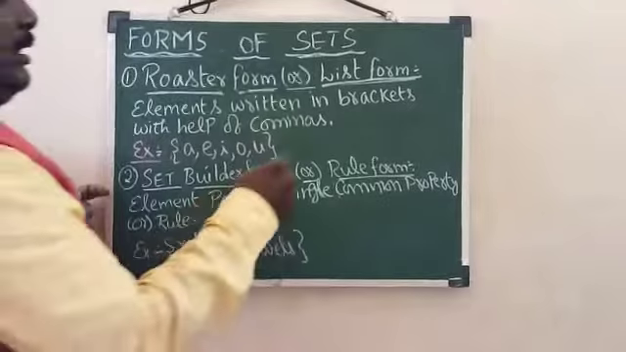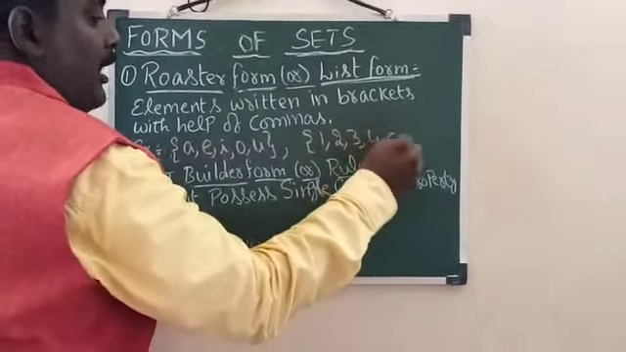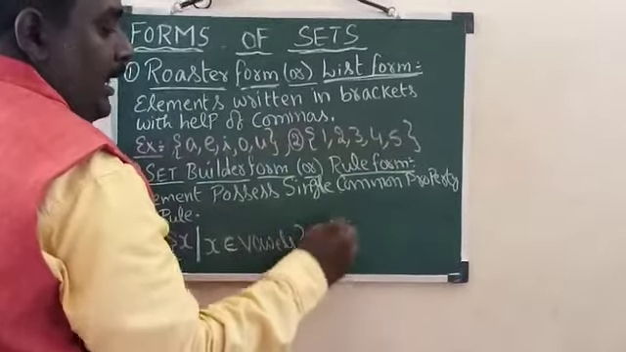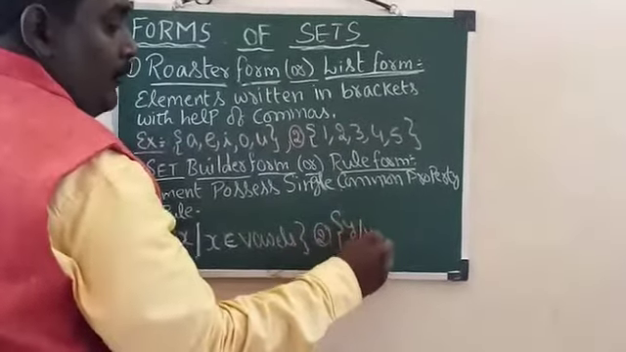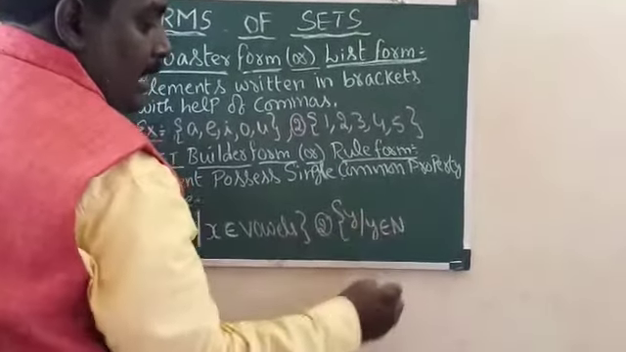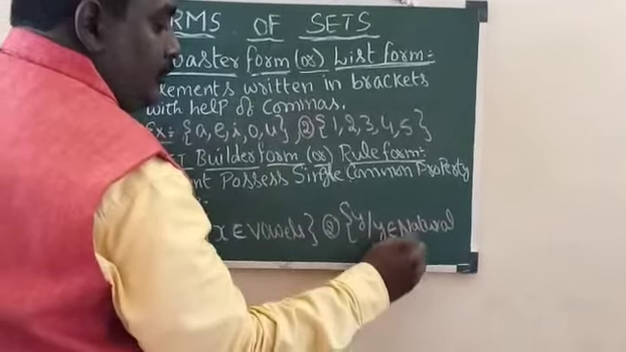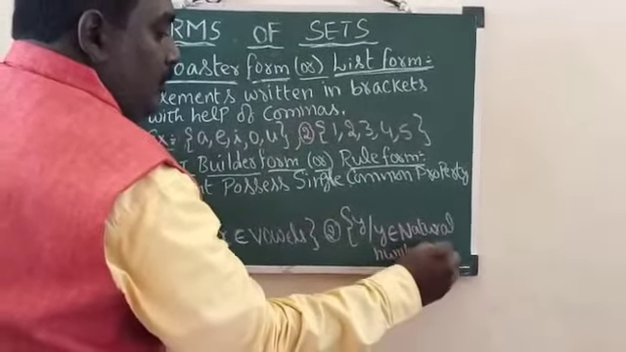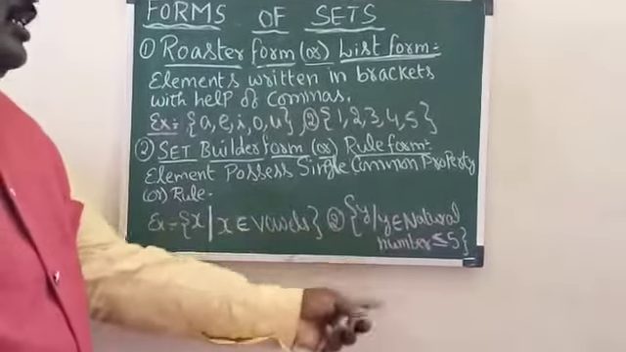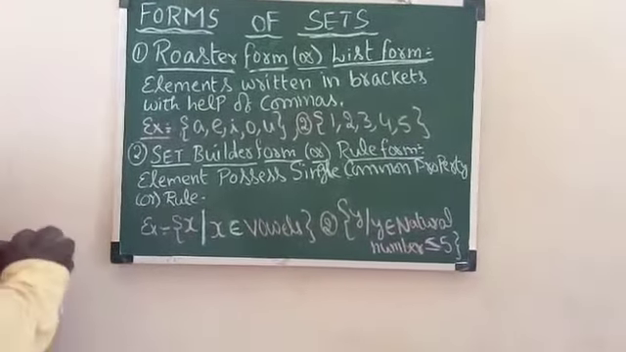Similarly, we can take another example, like 1, 2, 3, 4, 5. This is the second example we have taken. Here we can take another letter, y, such that y belongs to natural numbers less than or equal to 5. Next, we are moving to types of sets.